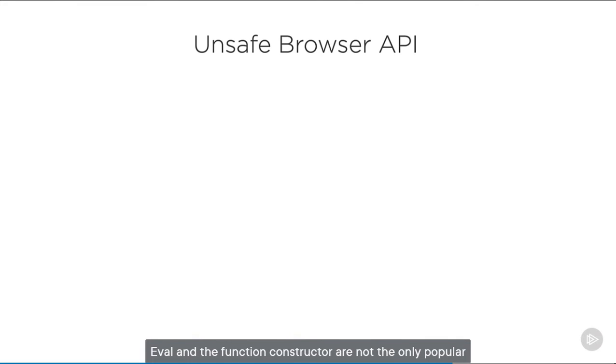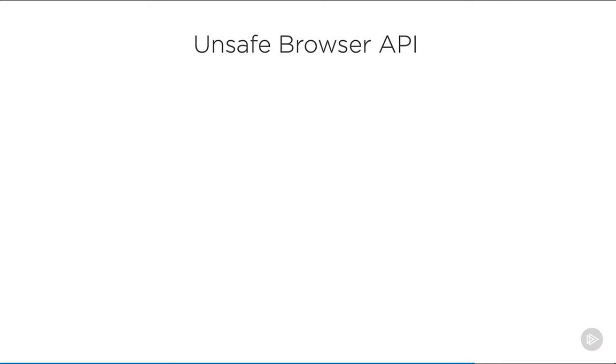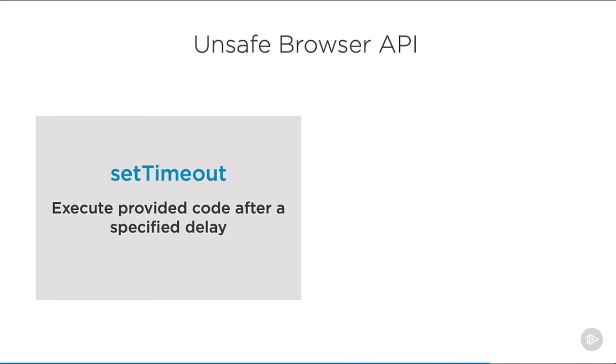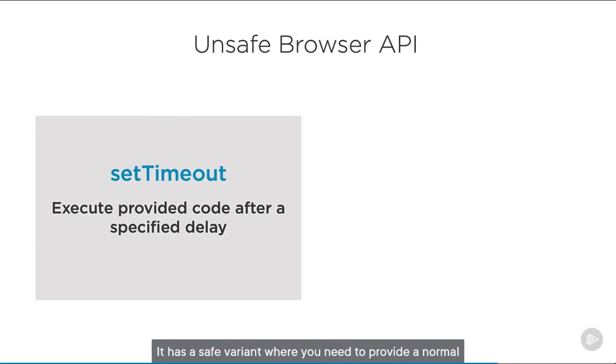Eval and the function constructor are not the only popular JavaScript functions that take code in a parameter and execute it. setTimeout executes provided code with a delay. It has a safe variant where you need to provide a normal JavaScript function as a parameter. It also has an unsafe variant that accepts JavaScript code passed as a string value. In this way, it is equivalent to calling the eval function, but with a delay.